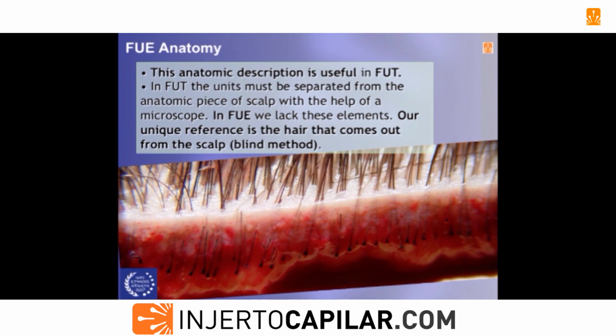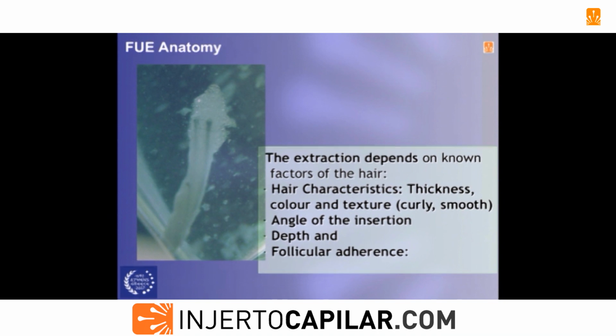This description can be useful in FUT when you split the units under the microscope vision, but in FUE, our only reference is the hair that comes out from the scalp. It's a totally blind method. That means that when we attempt to extract a graft, we must take into account many other known factors as hair caliber, color, texture, angle of insertion, depth, and the most important and key of this talk, the follicular adherence.